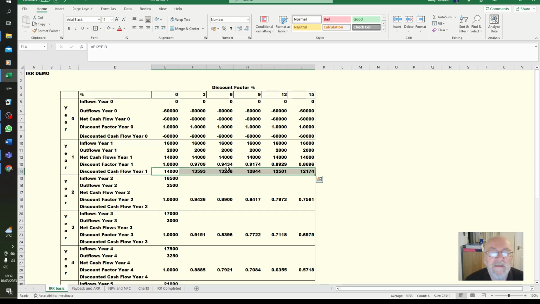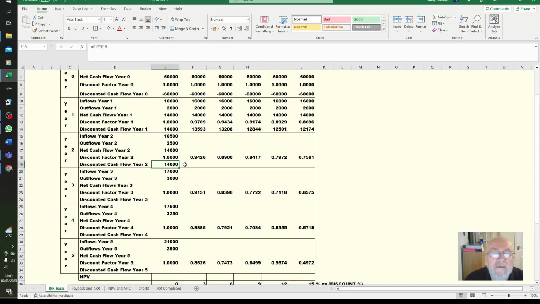But as I go along, we can see in year 1, 14,000 at 3% is worth 13,593. 14,000 at 15% is only worth 12,174 in today's money. So I can just finish this off. It'll only take a few seconds with a good technique. That's the formula we need to copy down to there, and that's the one we need down here. Doesn't matter which cash flow, it'll adjust the columns, unless of course I put an absolute reference in which case it wouldn't. This technique wouldn't work.